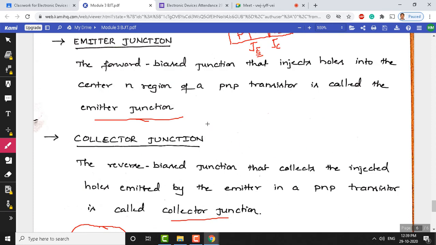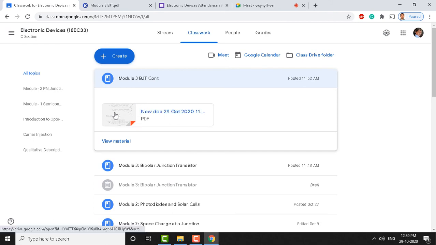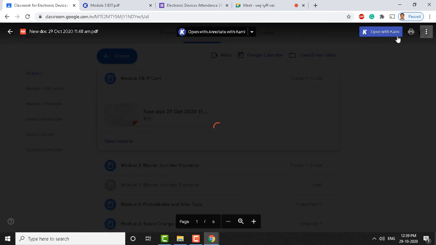Okay. I hope you understood the little fundamentals about the BJT. If you are okay with that, let me move on to the current flow in the PNP transistor.